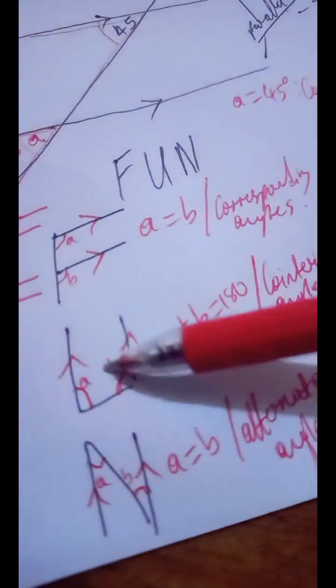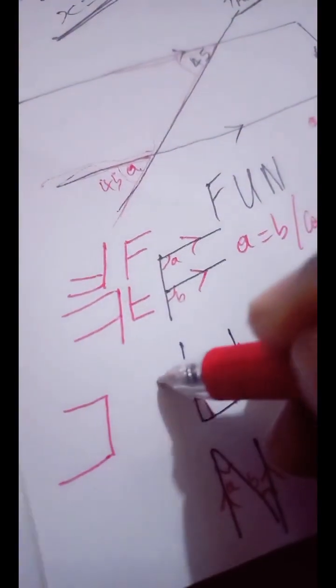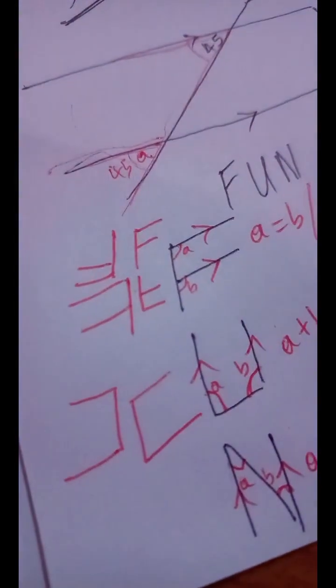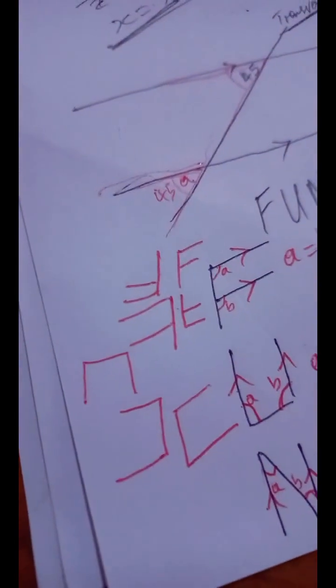U, co-interior, so it must be a U, right? So it's this coming down and back. U doesn't mean it must always be upside down. It can be like this. It can be like this. You see? It can be like an N, like this. As long as the shape of the U is there, we are good to go.